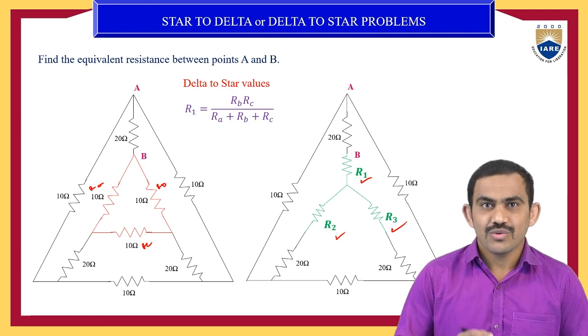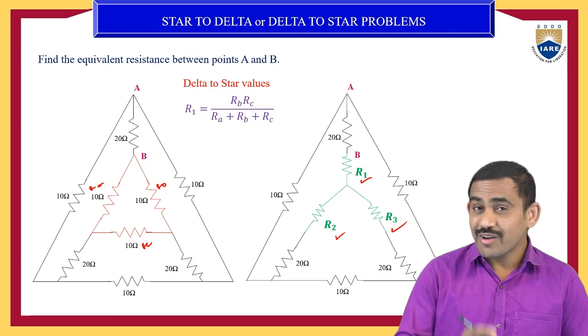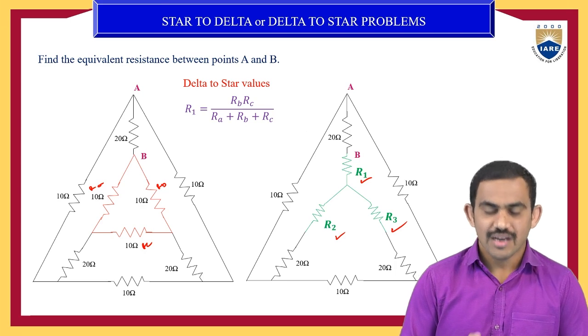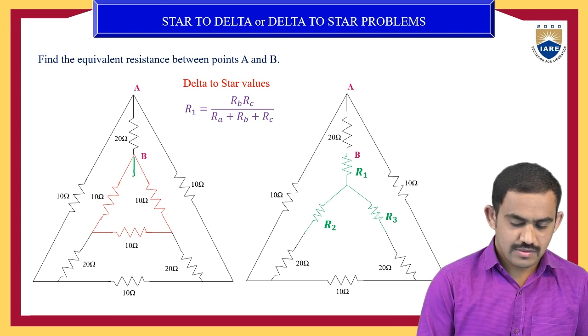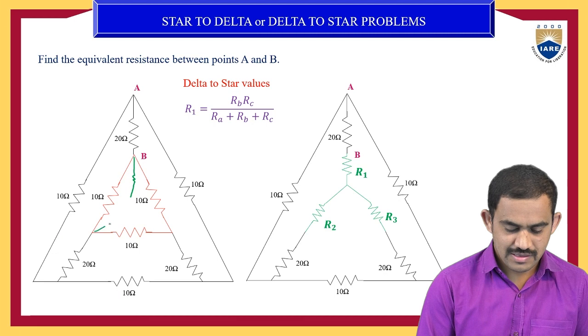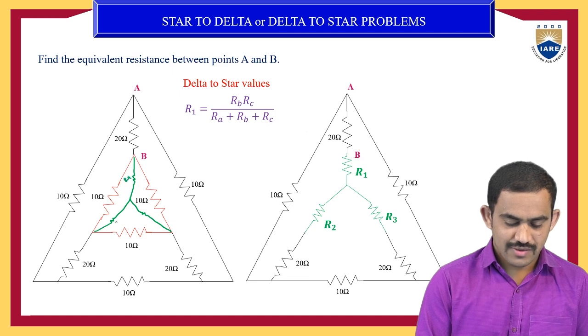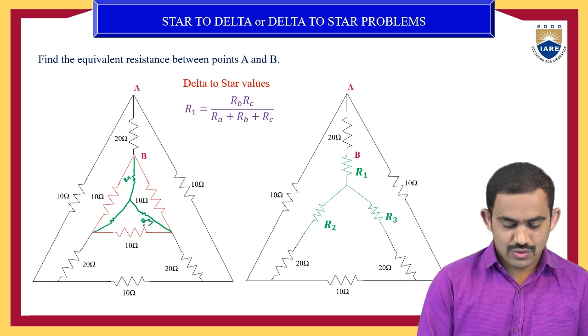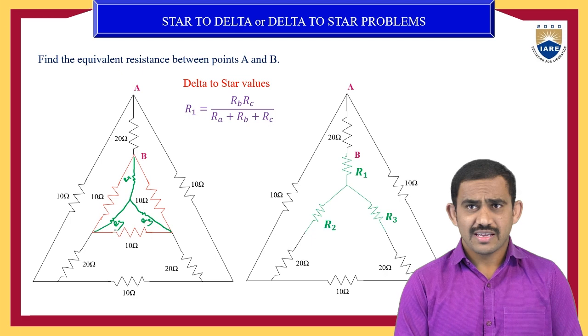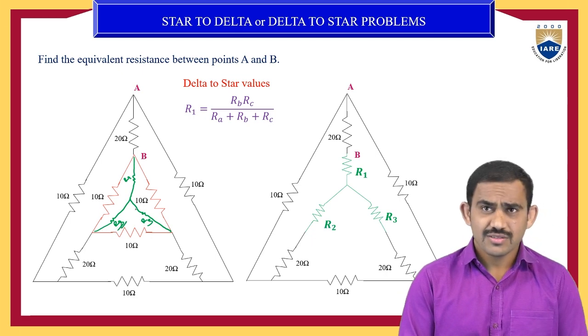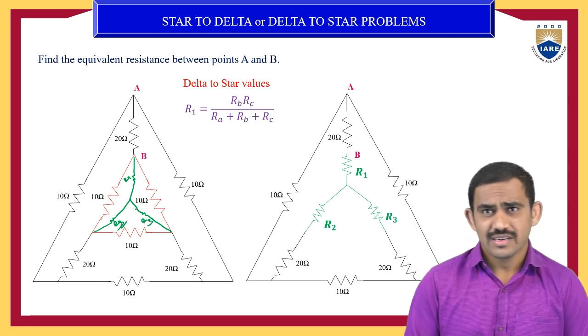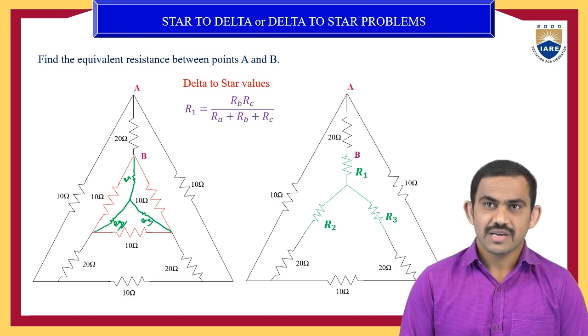So we have the formulas. Then I have one logic here. So directly, next, how to remember this formula: this is my star network. That is delta. This is the star network. So suppose R1, R2, and R3. So I have three values. So I am converting delta to star. So R1, R2, R3 I am converting.